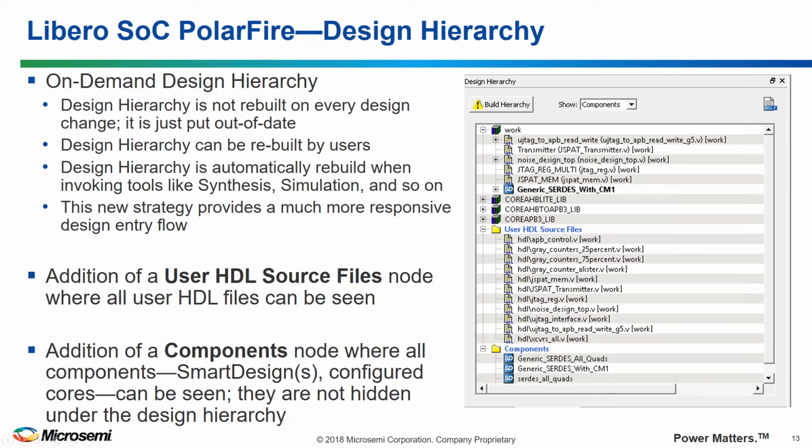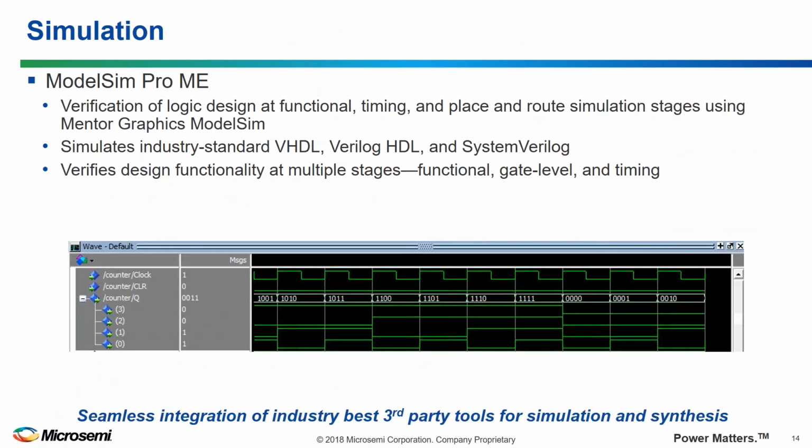We've added some additional nodes. There's a user HDL source files node that shows all of the user HDL that's in your design. And we have a components node that shows any of the components that were created, perhaps components from the IP catalog that were configured, or they might be components that were created from other SmartDesign blocks that are being used hierarchically. So they all show up in one place. You don't have to sort through the hierarchy to find either your own user HDL or various different components that are used in the design.